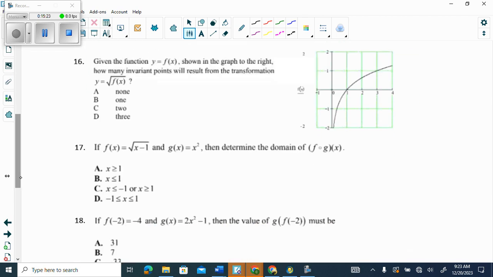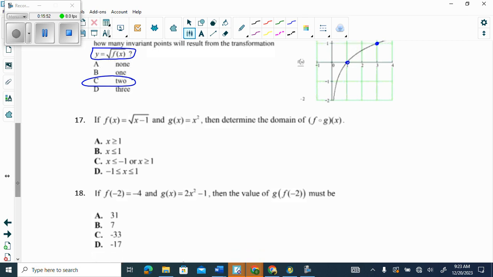Cool. Given the function y equals f of x shown in the graph to the right, how many invariant points are there? Where do invariant points happen when I take the square root of a graph? Zeros and ones. How many are there? 2. So if this is asked tomorrow, I could give you 77 different graphs, and if I ask you where the invariant points are, you see how many cross through 0 and how many cross through 1. You just tell me how many there are. That's it. That's all there is.